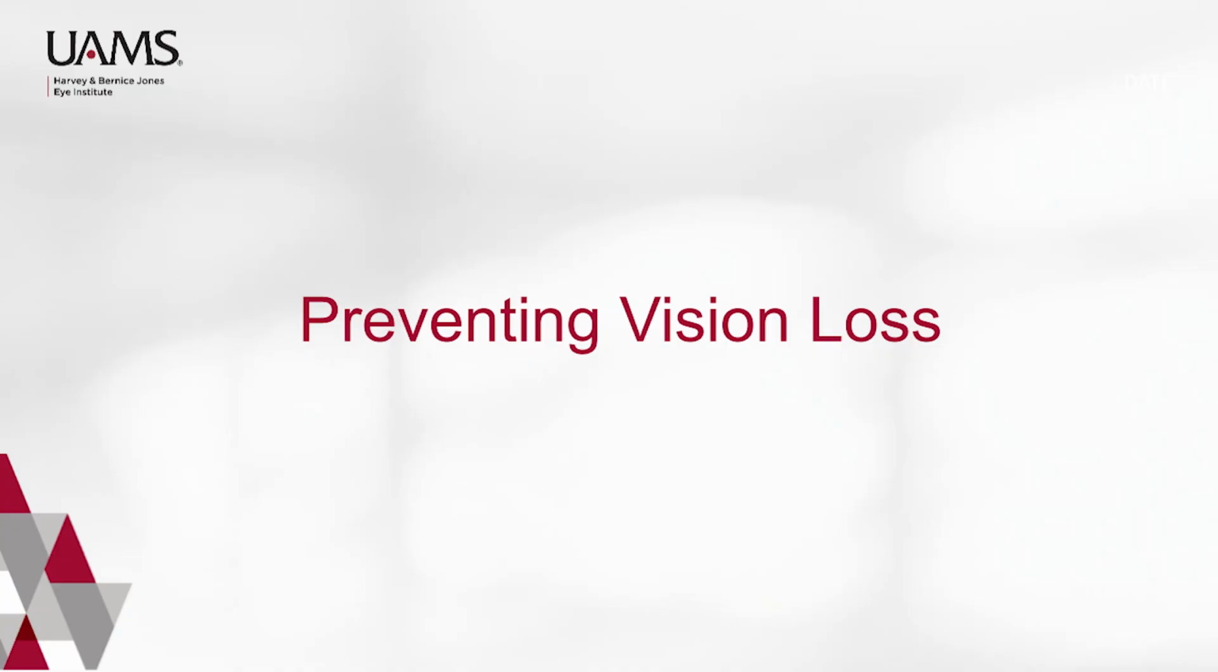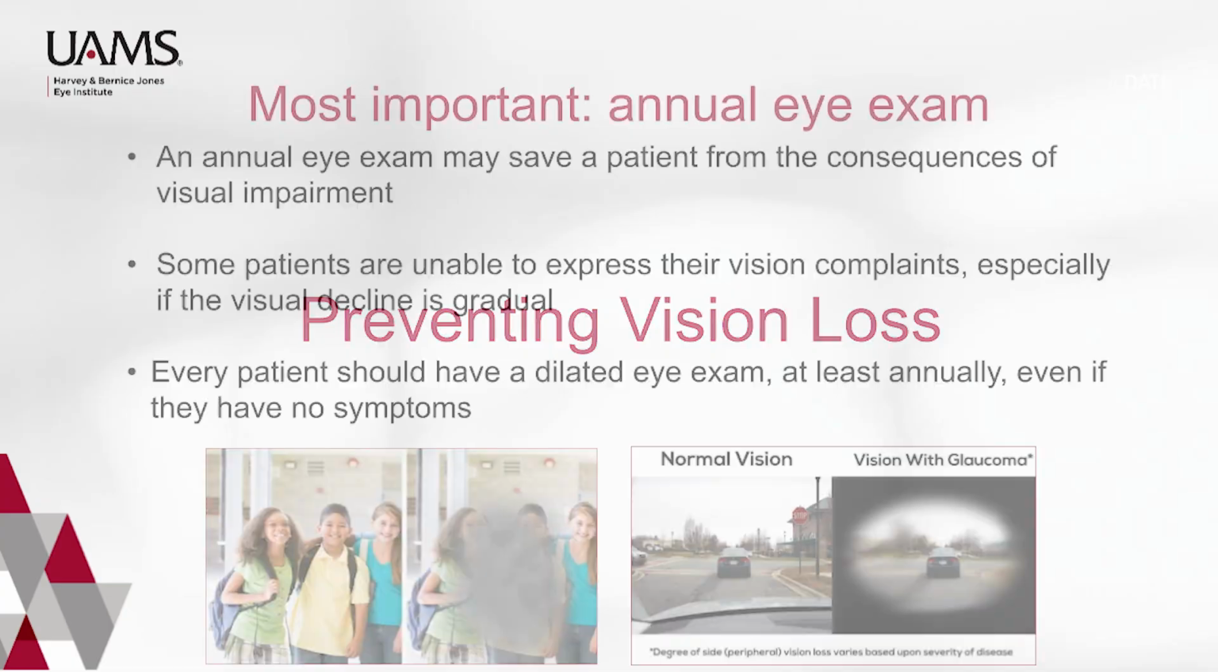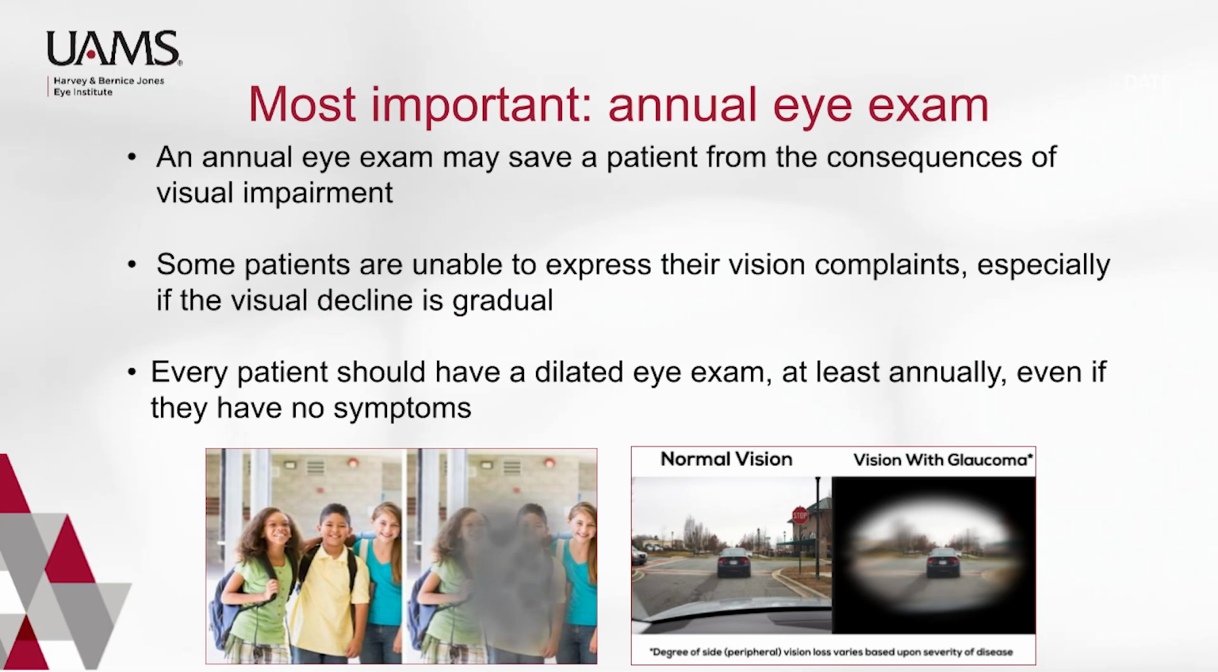Now that we've discussed some common eye conditions, let's talk about preventing vision loss. The most important point for preventing vision loss is an annual eye exam. All patients must have an annual eye exam and have their eyes dilated, even if they don't have any symptoms. An annual eye exam can save a patient from the consequences of visual impairment, and some patients don't know how to express their vision complaints, especially if the visual decline is gradual.